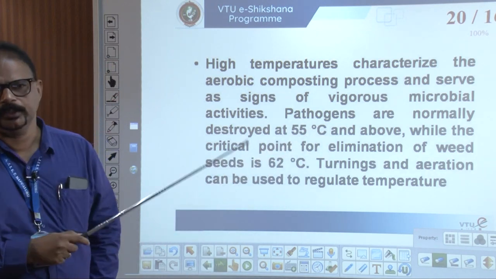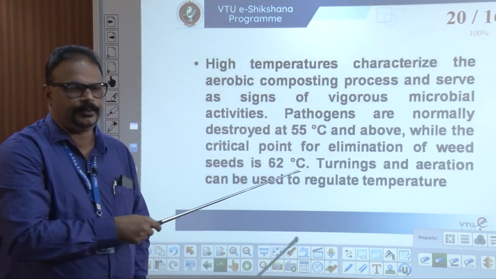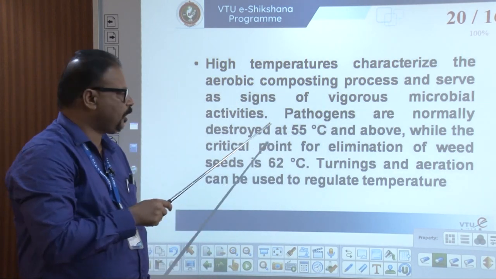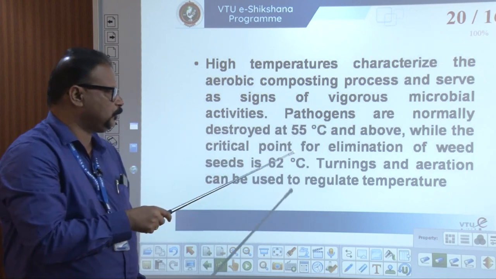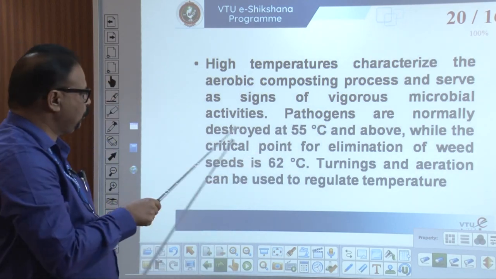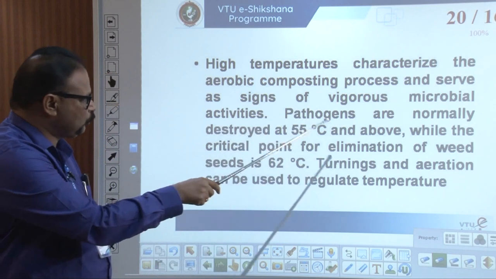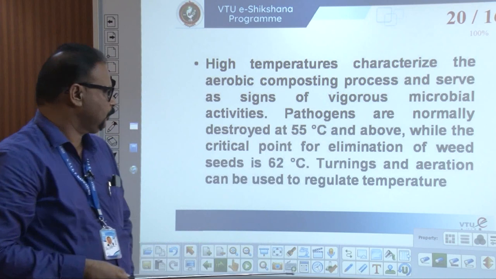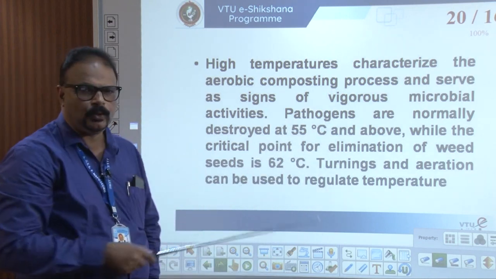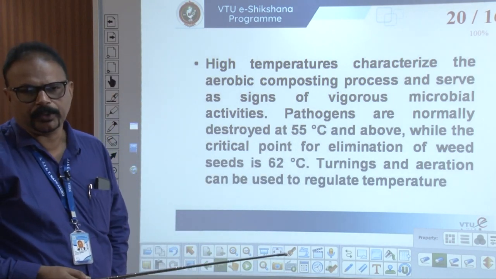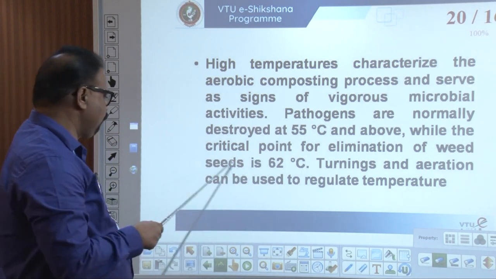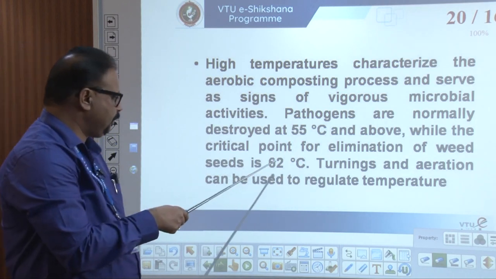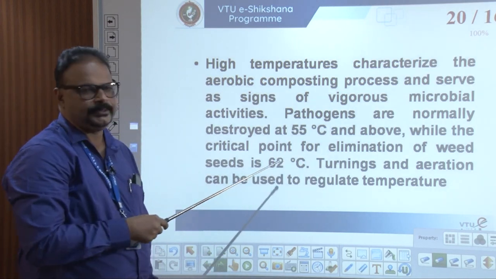Very, very important. We don't want pathogenic microorganisms. If pathogenic microorganisms are there, it is not proper composting. Pathogens are normally destroyed at 55 degrees Celsius and above. While the critical point for elimination of weeds, the unwanted plants, is 62 degrees Celsius, at which they will also die.